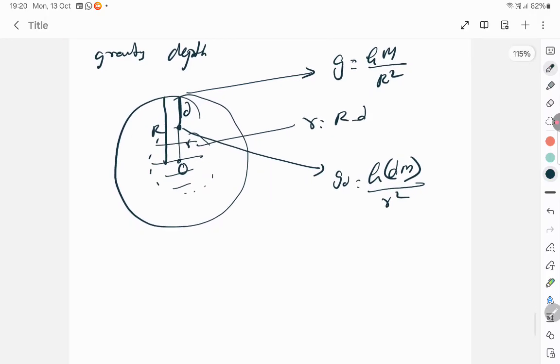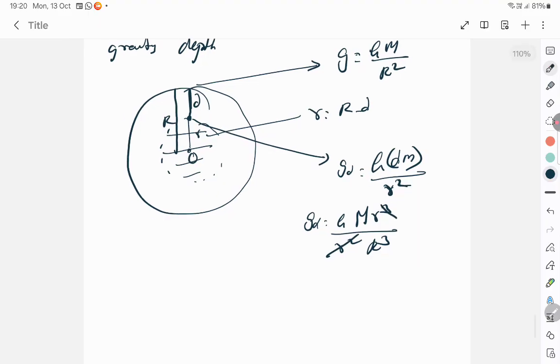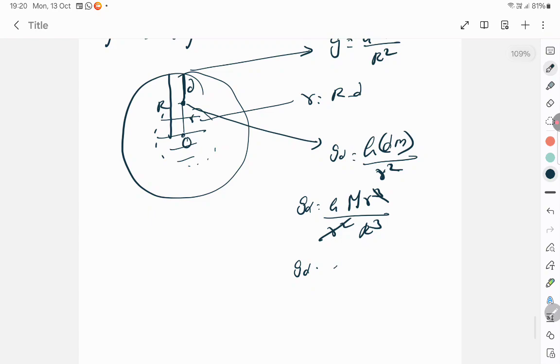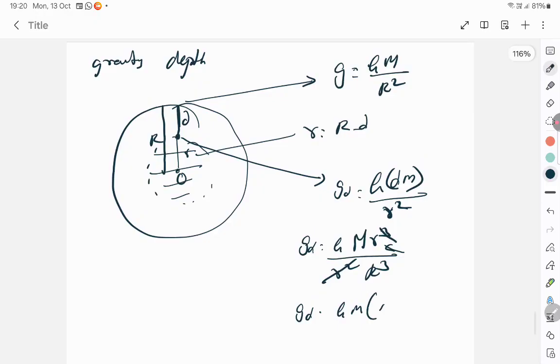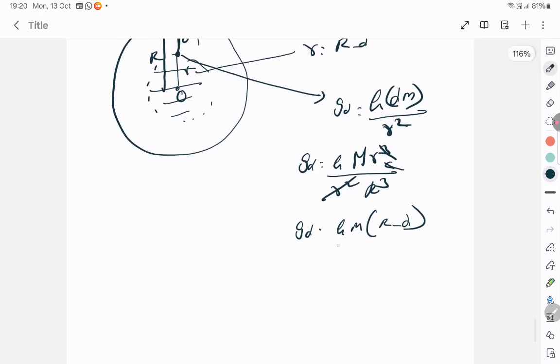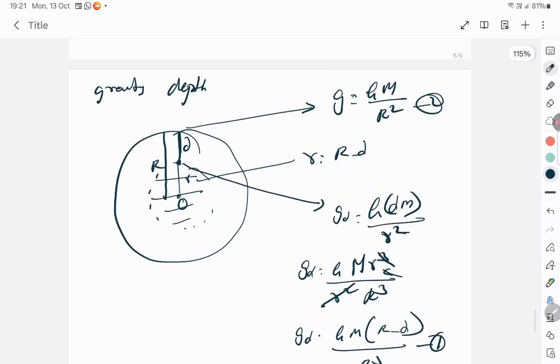You understand? M ku badala I should put only dM. What is dM? Capital M into small r cube by capital R cube. Into this r square, so r square and r get cancelled, and you know that gd is equal to GM into, what is r? r is nothing but capital R minus d, by R cube. This is my equation 1. This is my equation 2.